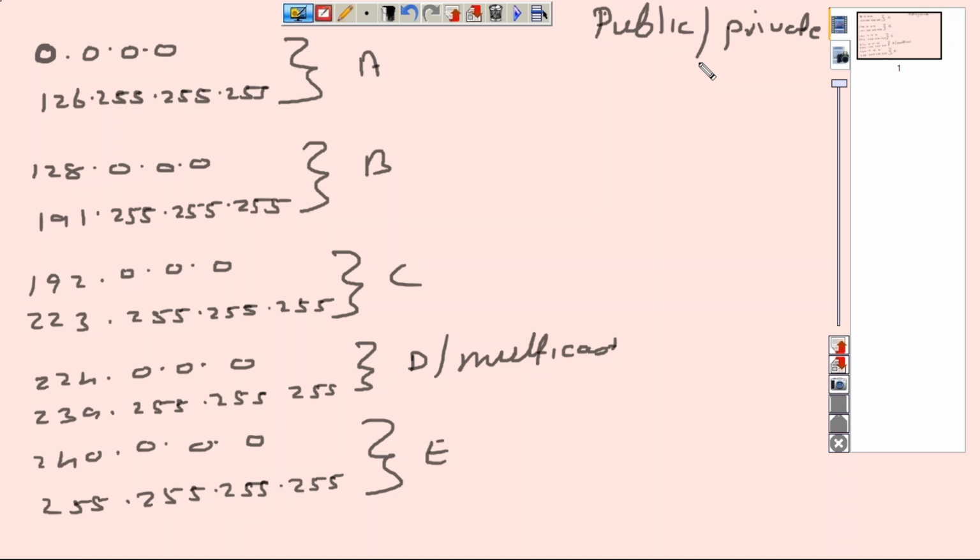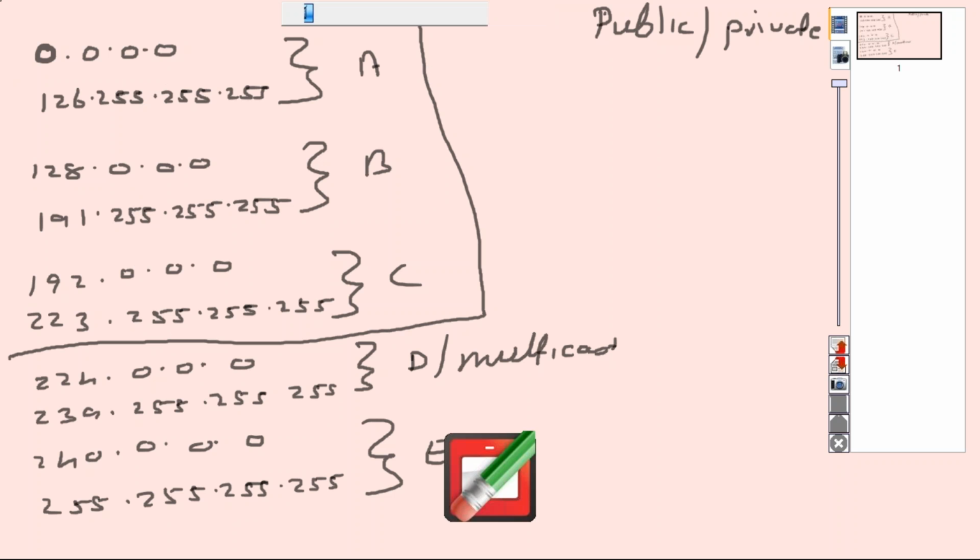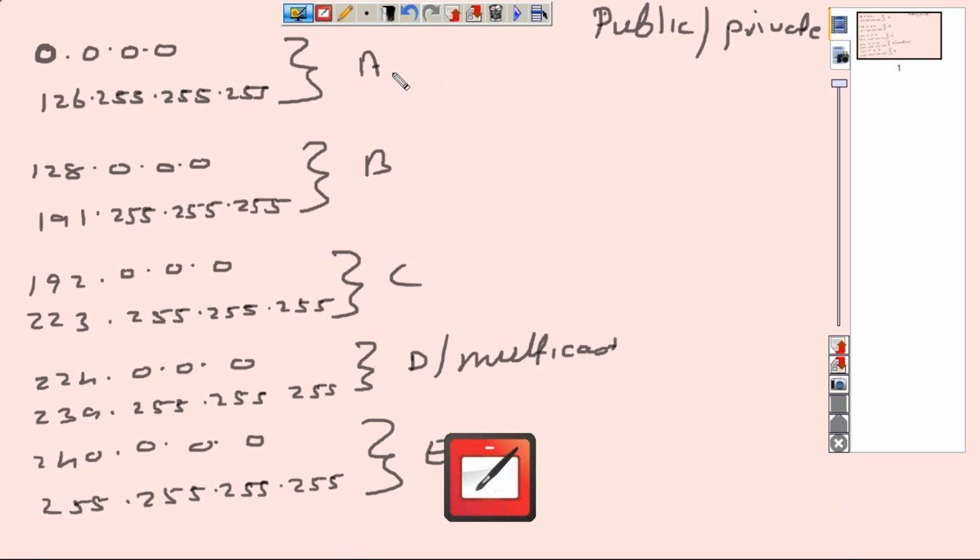So, out of each of these classes, your class A, B, and C. Now, again, for addressing purposes, we only use class A, B, and C because the other two are used for different purposes. So, when you look at a machine on your local area network or on the internet, you'll find that the addresses come from one of these ranges, because the other two are used for different purposes, which we'll come to in different classes.